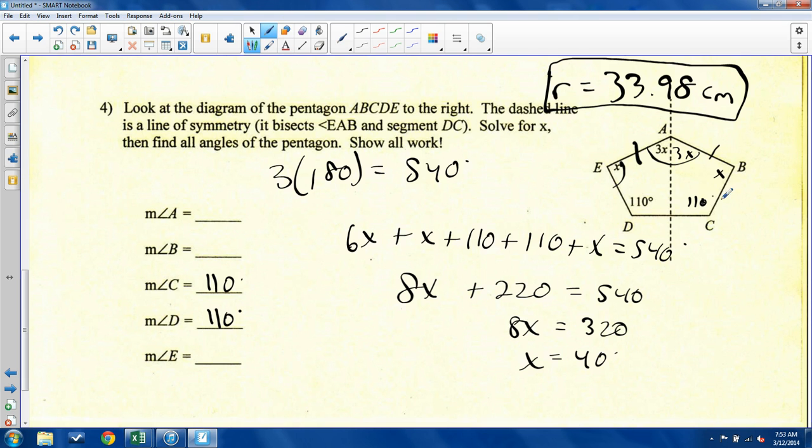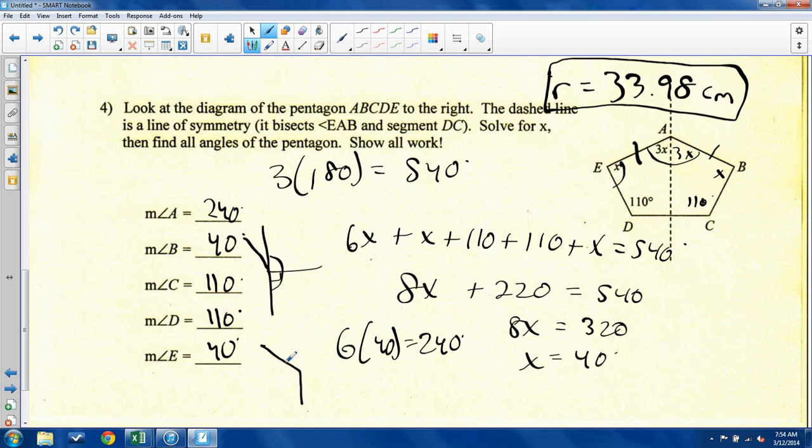So measure of angle E and B are also 40 degrees. And measure of angle A is 6x, so 6 times 40 is 240 degrees. Which, by the way, that looks kind of weird if you think about it. Now you can add these up and double check. 240 plus 40 is 280, 390, 500, 540. But this isn't drawn to scale, by the way. If you think about it, this is 90 degrees, this is 180, so 240 is another 60 degrees outward. So the 240 degrees looks like this. So this becomes not even an obtuse angle, it becomes an outward angle. So you're actually looking at a pentagon that looks probably more like this.